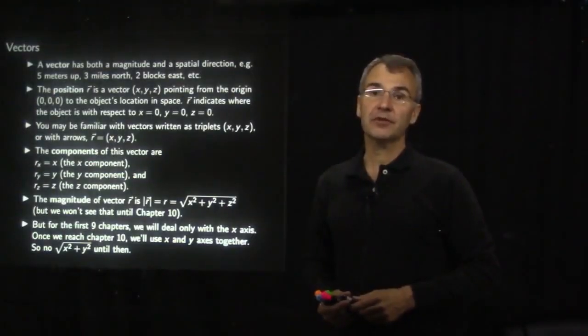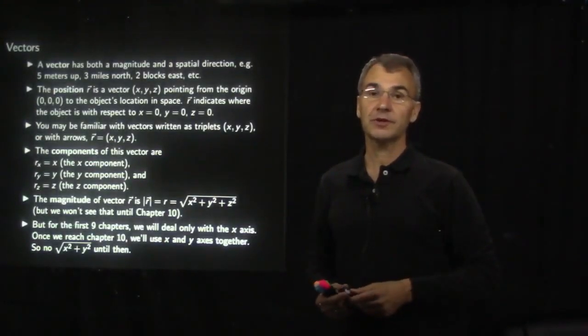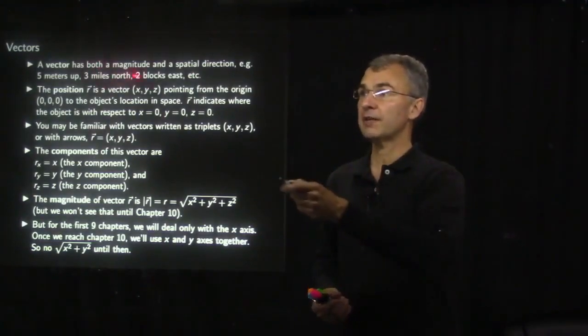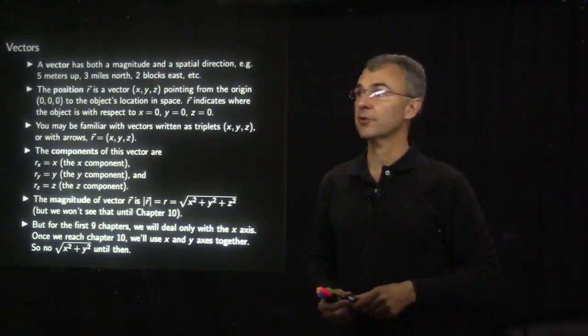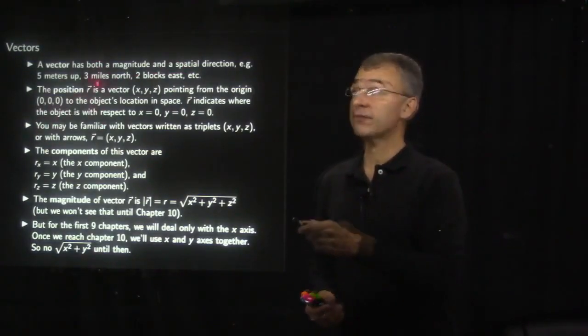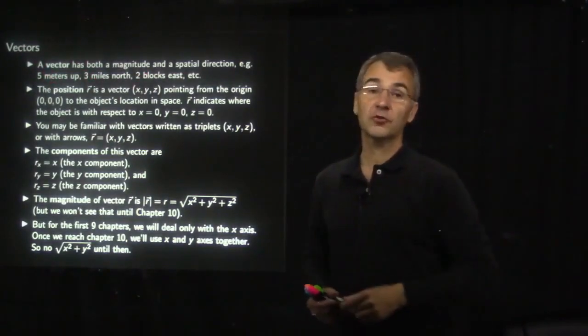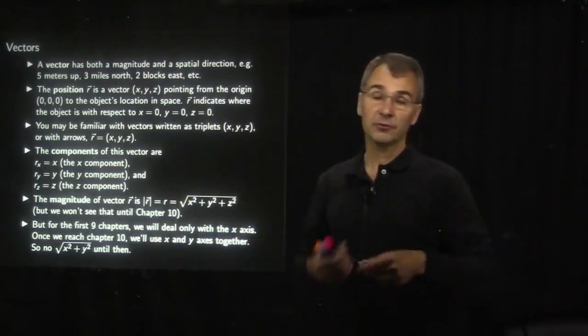The main topic of chapter 2 is vectors. So it's motion in one dimension, but a big part of it is vectors and a couple of examples of vectors. A vector has both a magnitude and a spatial direction. So instead of just saying 5 meters or 3 miles or 2 blocks, we say 5 meters up or 3 miles north or 2 blocks east or so on. So it's important to include a direction.